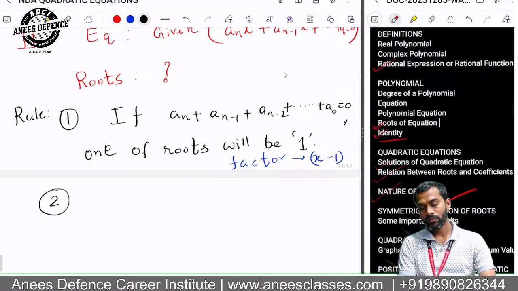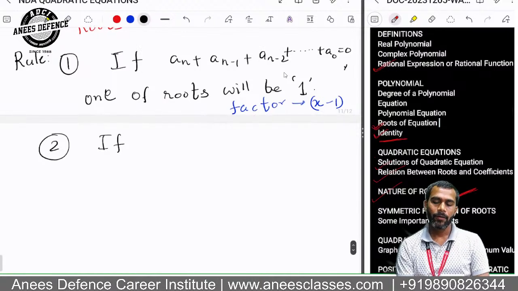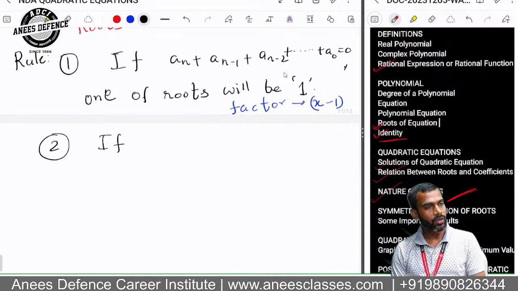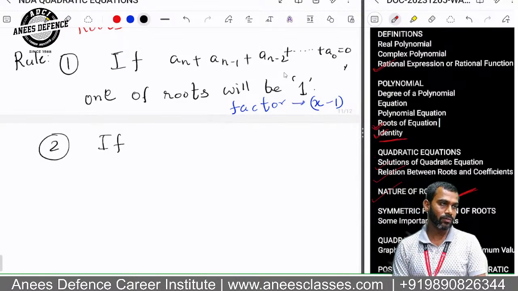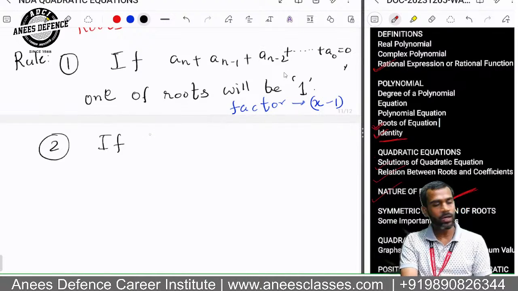So mathematically, let me write. In English, I can just tell you: if the sum of the coefficients of odd power terms is equal to the sum of the coefficients of even power terms, yes or no? If both are equal, then one of the roots would be minus 1, and the factor would be x plus 1. So mathematically, how can I write?